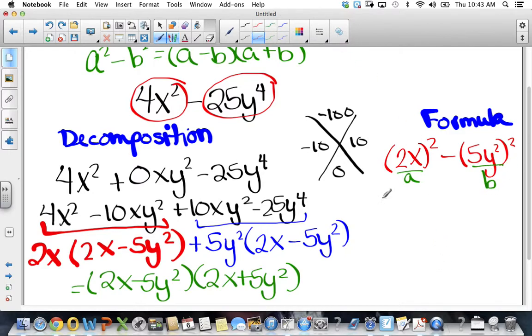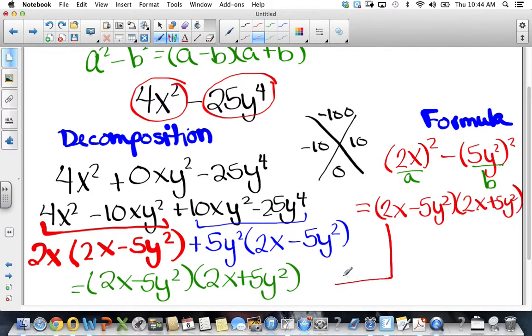And then I'm ready to factor using the formula. The formula says it factors to a minus b, a plus b. So a minus b is 2x minus 5y squared, and a plus b is 2x plus 5y squared. Same thing as we got here, but using the shortcut is much faster and much easier.